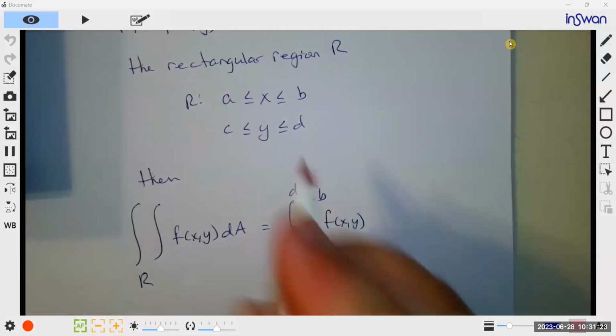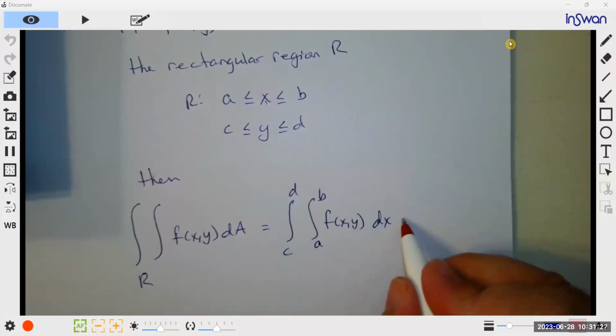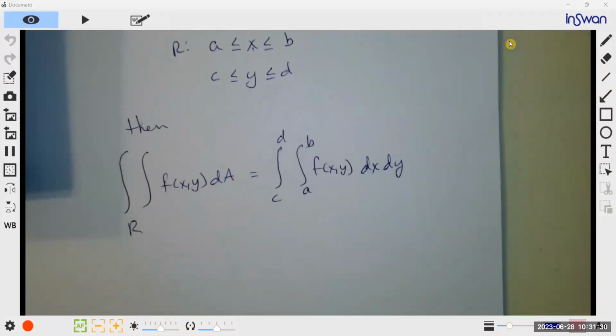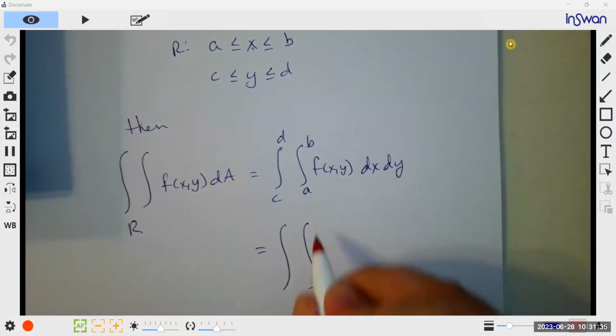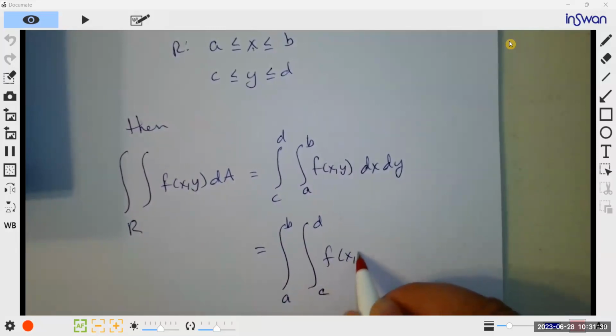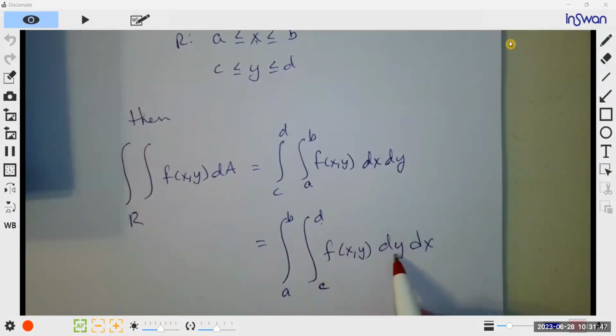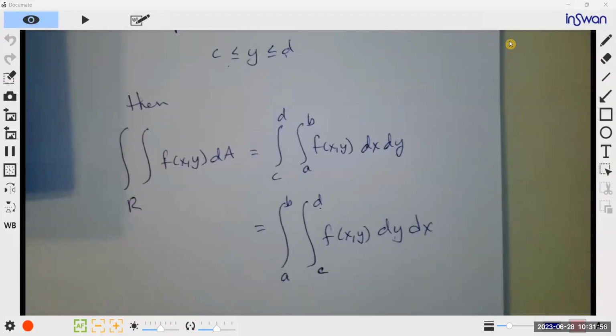Since AB came first, and that's with x, this first one is dx, and the outer one dy, is the same thing if we did it the other way, if we switched the bounds of integration. Since CD is with respect to y. So that's what Fubini found: it didn't matter how we integrated it, we get the same answer.